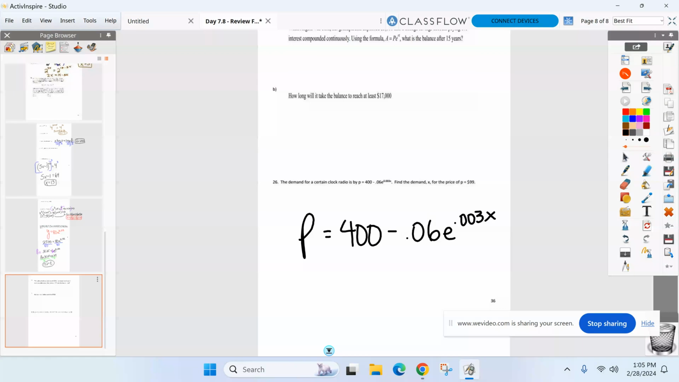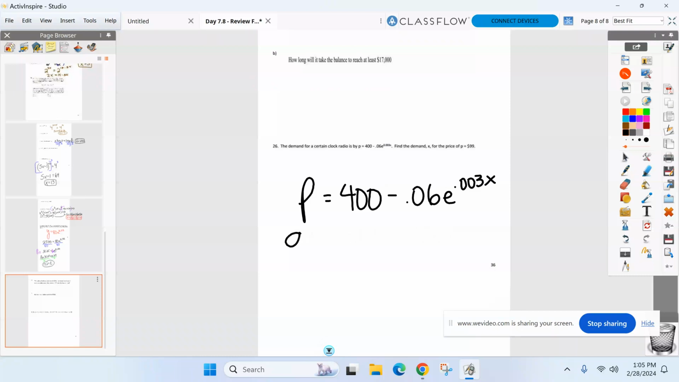All right, there's my equation. Find x if the price is 99. So where are we plugging the 99 in? P, yep, for P. Yep. All right, you got some work to do here to get x by itself. Some serious work. This is as tough as it comes, I think, because you got to do everything here. First move. Subtract 400. Yep.